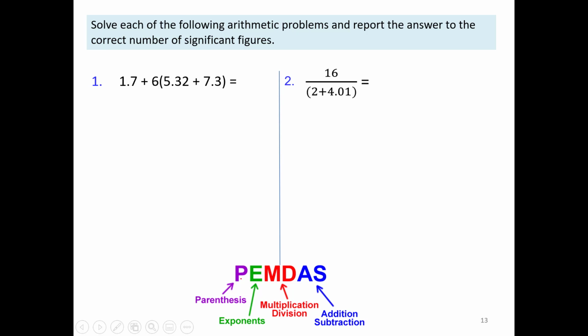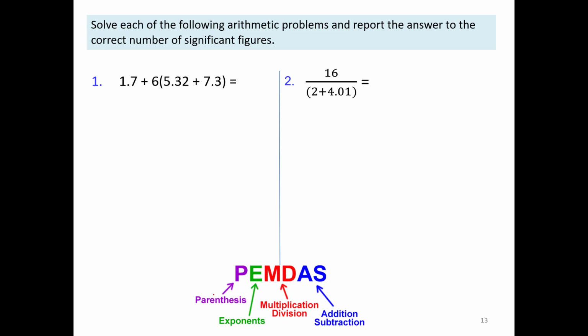Maybe you can remember this rule with PEMDAS. Yes, first parentheses, then exponents, then multiplication and division, and finally addition and subtraction. Yes, this is the order of operations we need to follow. Let's start with number 1, and first we need to solve the parentheses.